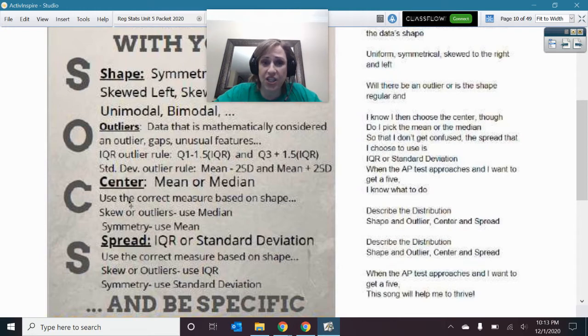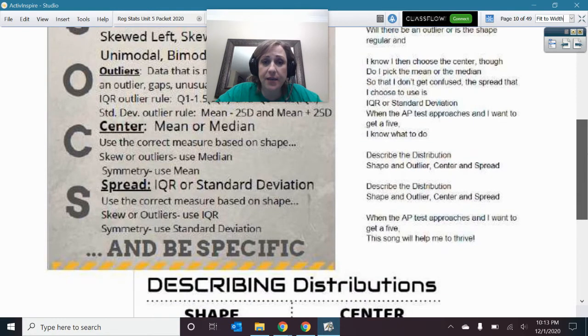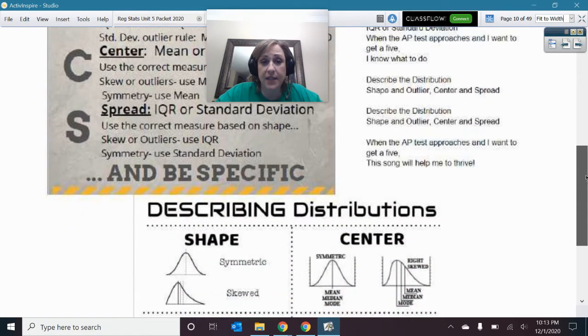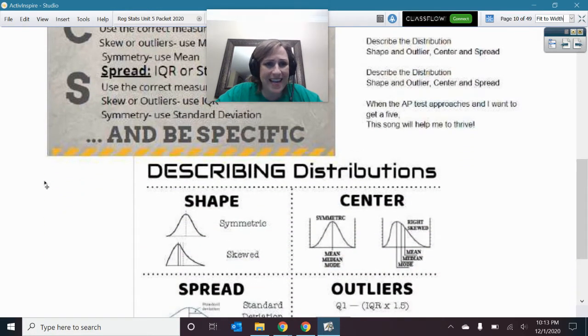All right, then center. We've already talked about this in the last assignment: knowing how outliers affect center and spread tells us if we should be using the mean or the median for the center, and if we should be using the IQR or the standard deviation as a good descriptor for our spread. Those are the items that we need to use to describe the distribution, to describe the data.